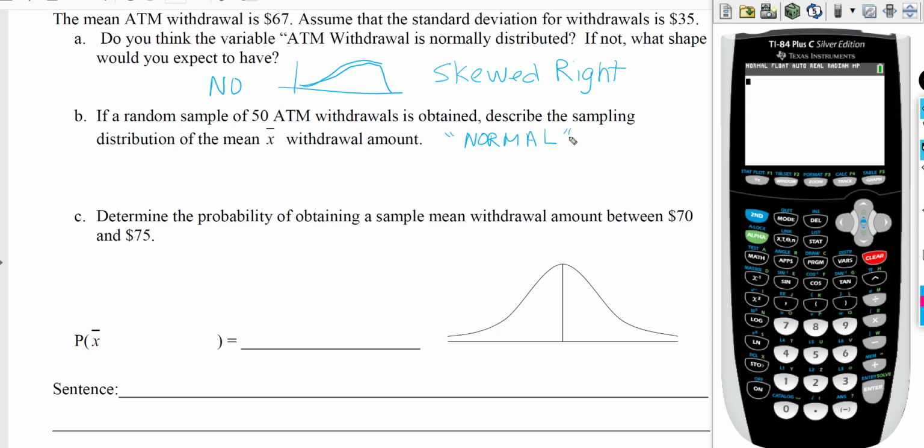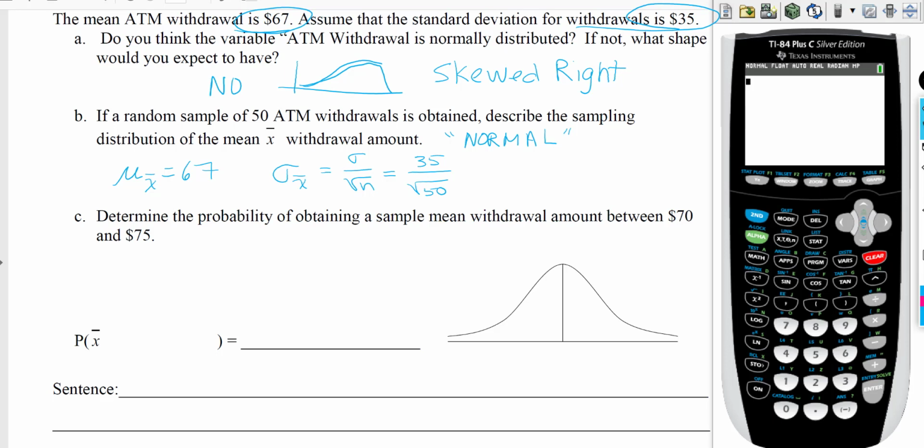But we do have to calculate out the new mean and standard deviation. So the mean of the sample means is going to be equivalent to the population mean, which is $67. And the standard deviation of the sample means is going to be the population standard deviation divided by the square root of n, or in this case, it'll be the $35 divided by square root of 50.